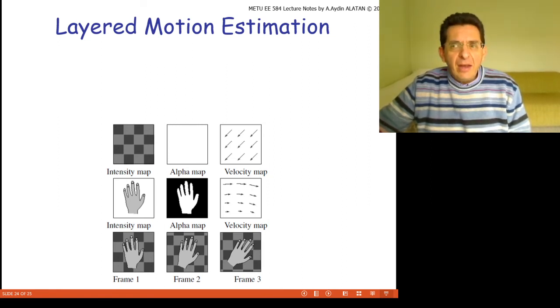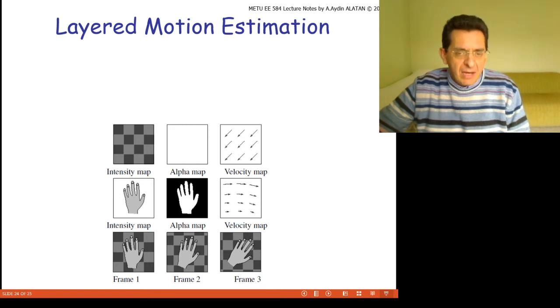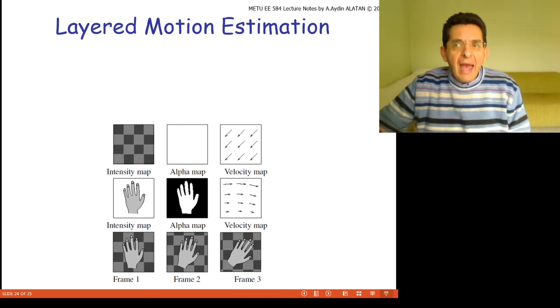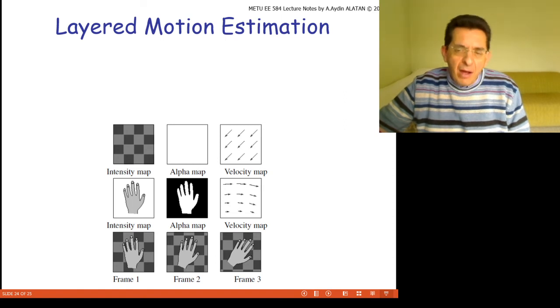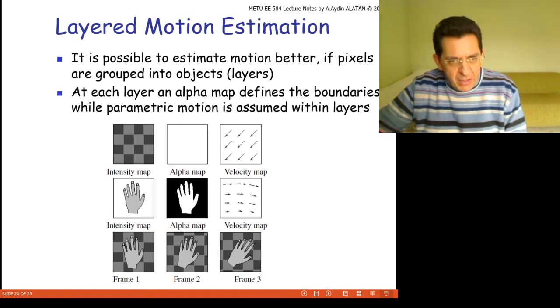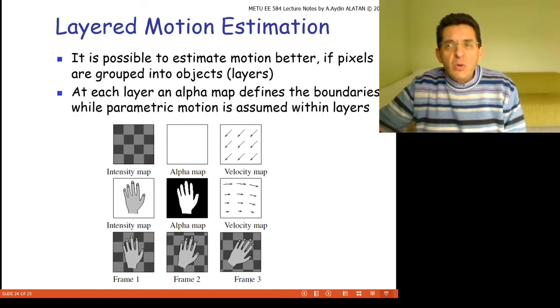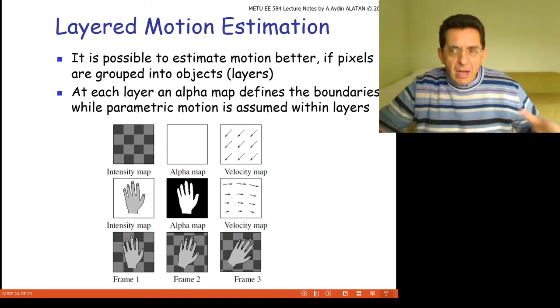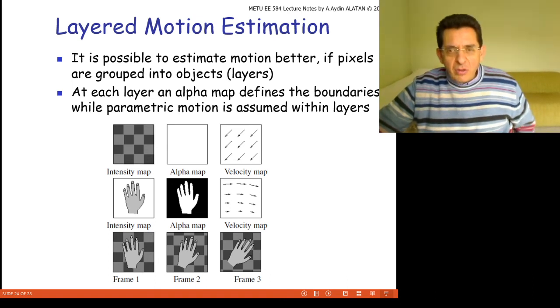If you are able to divide into some layers, then for every individual layer we can obtain a model, typically a parametric motion model, and we can try to find the boundaries from the similarities of the motion vectors in a region. Okay, therefore the idea is this. If we can group the pixels as objects doing the same motion, we can estimate the motion much better. There will be no more smoothness problems or problems due to some boundaries. We will not have those kind of problems.